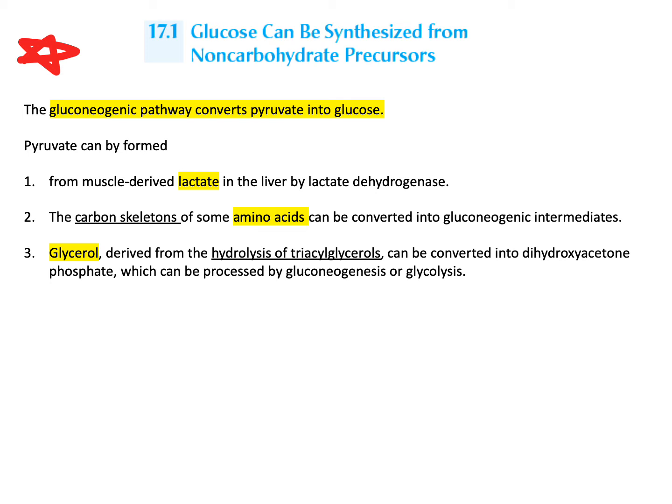And the other source is fat. When you're starving, you lose fat, the triglycerides, and it's not the fatty acids that can be converted to glucose. It's the backbone, the glycerol, that can be converted to pyruvate and used for glucose synthesis.